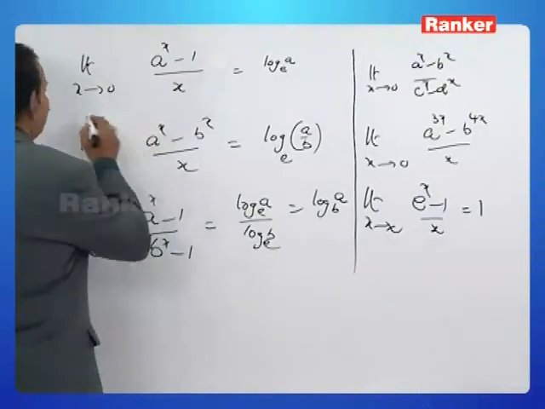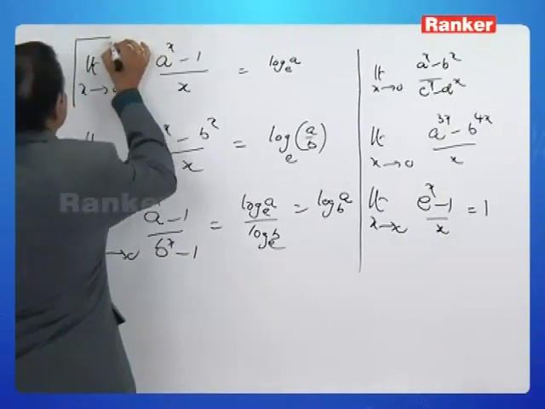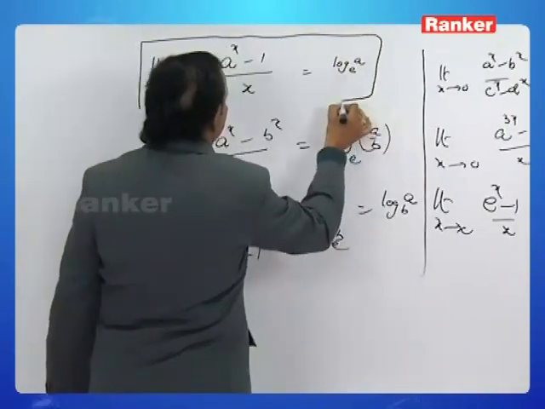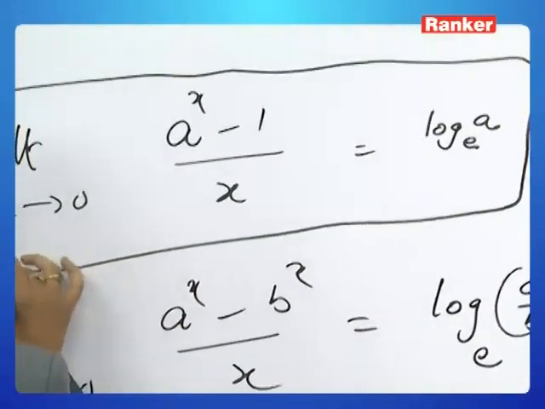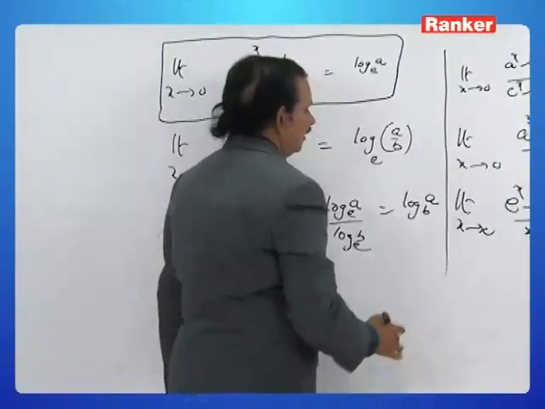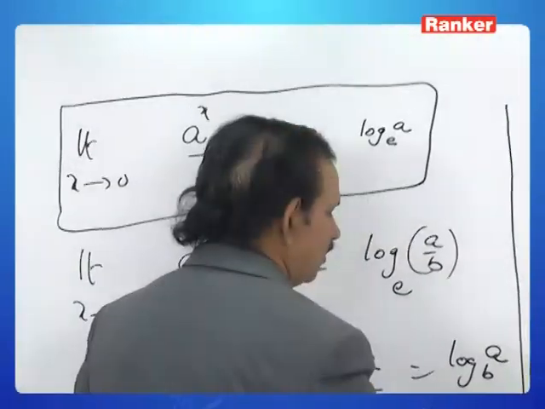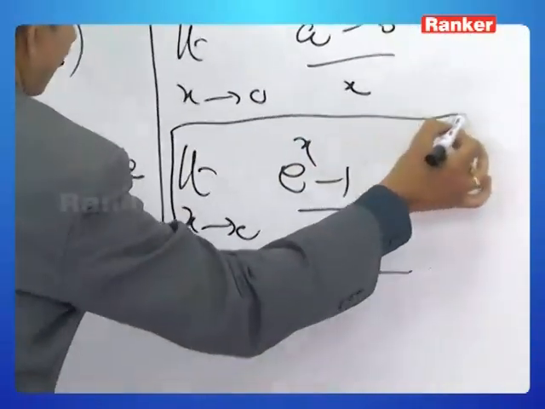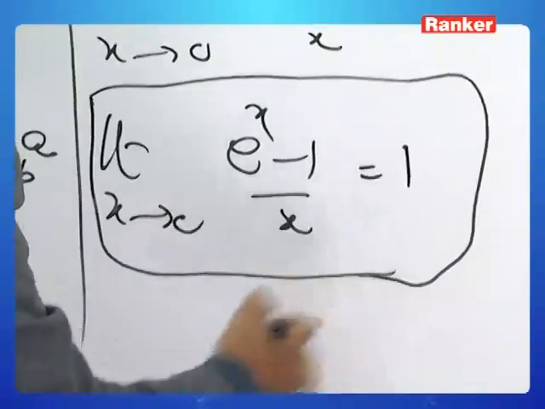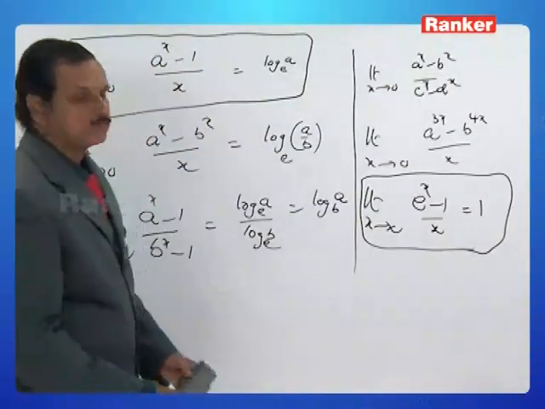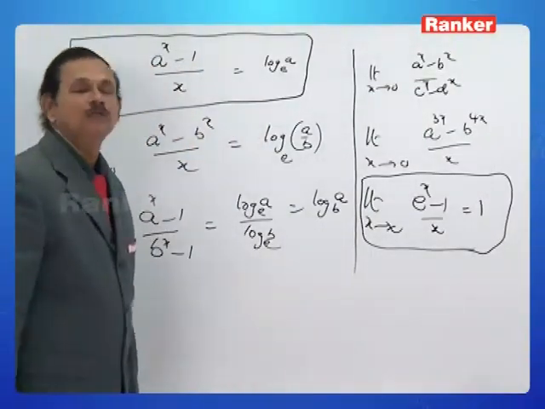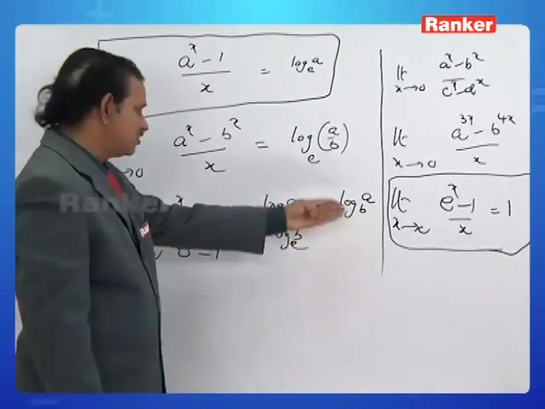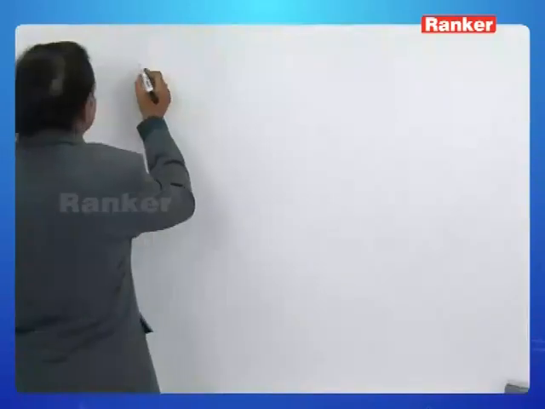So, for all this, this is of course the basic formula. Even though it has been derived, this is also a basic formula. E power x minus 1 by x is equal to 1 is also a standard formula. Let us observe the applications of that formula now.